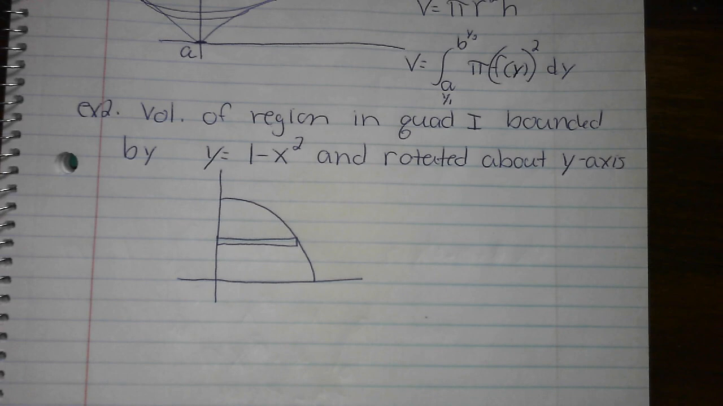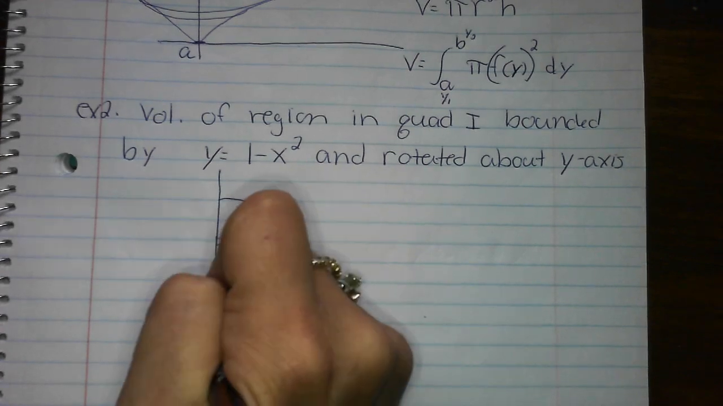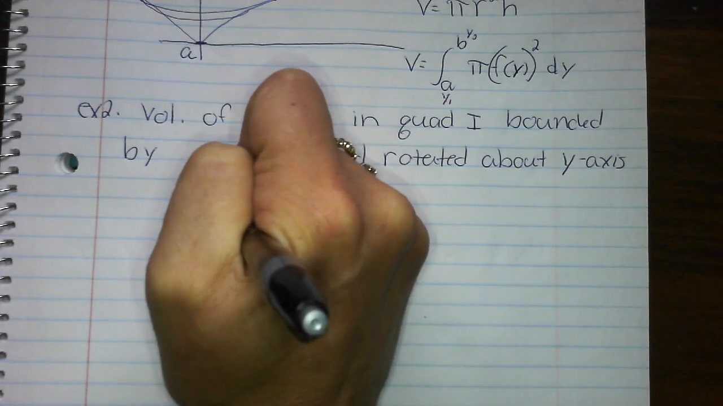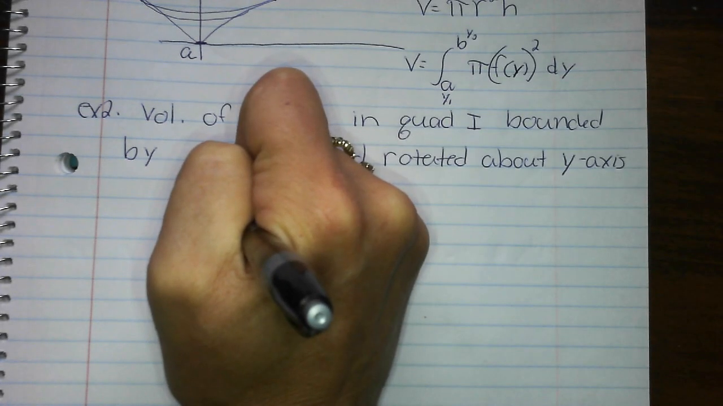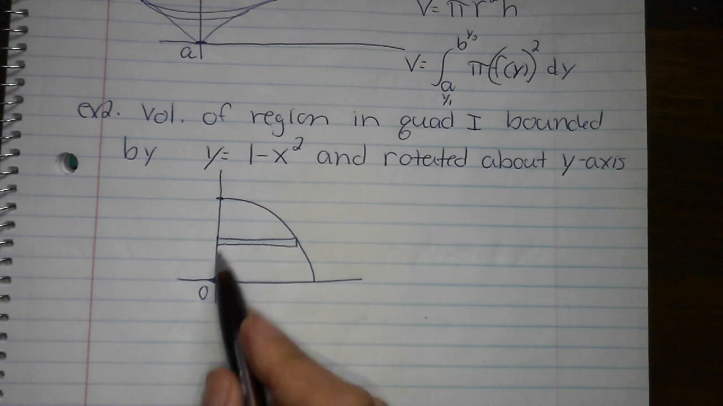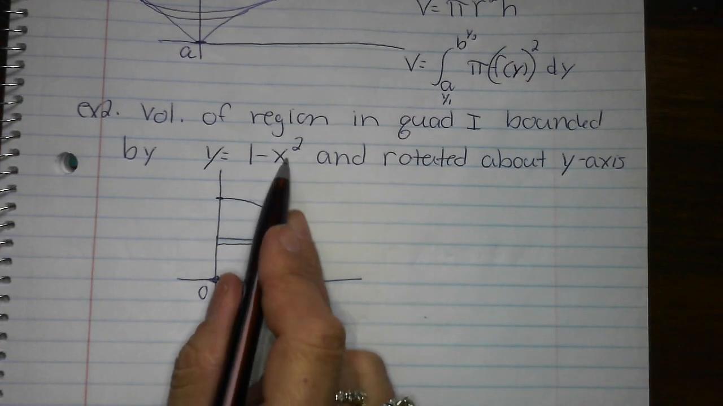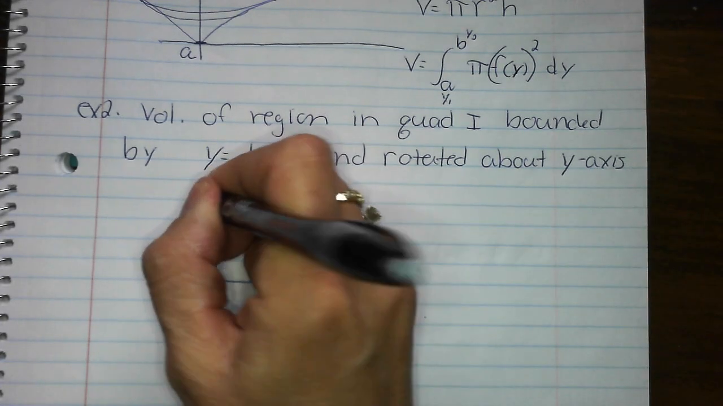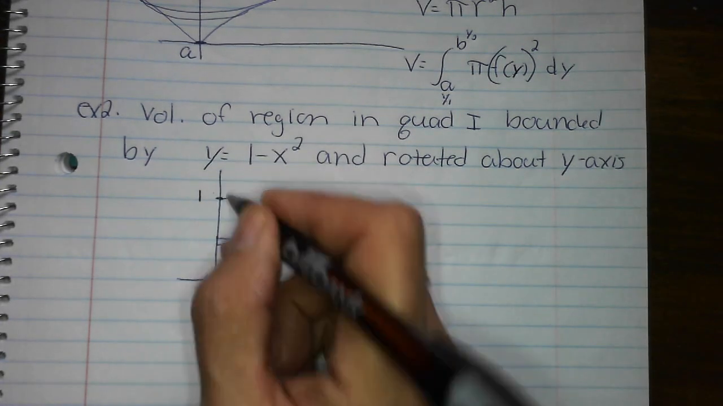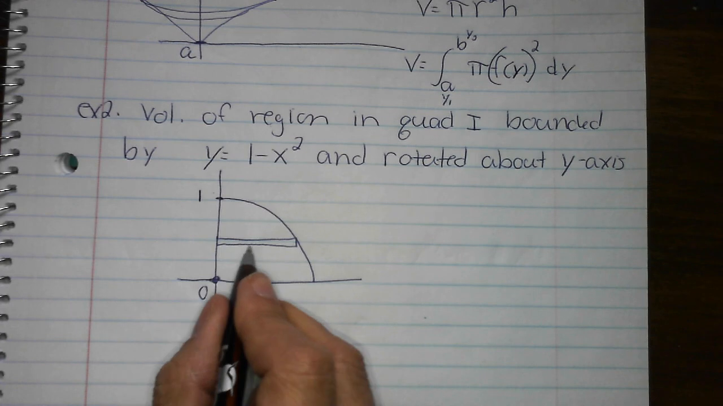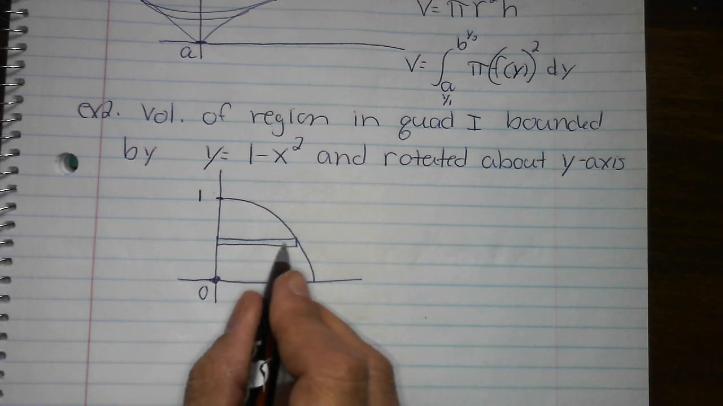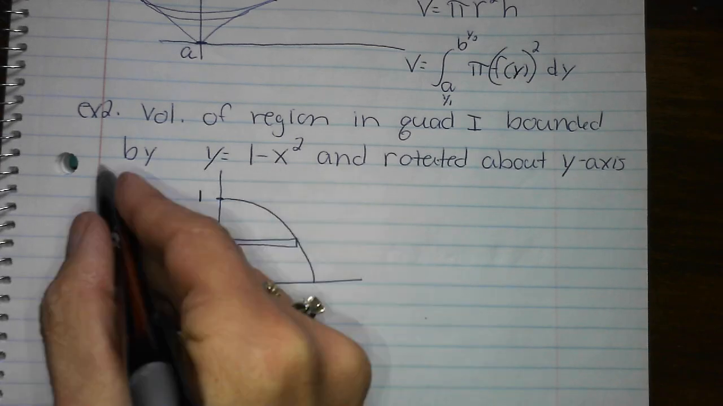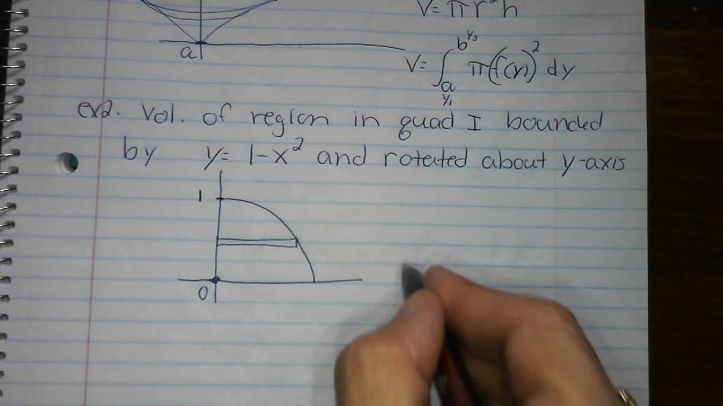So we need y boundaries. Well, the origin's not a problem at 0, 0, but then I need this top y value, not the x. And what I know about this point is that x is 0. And if I put 0 in, that's going to give me 1. So I know my region is going from 0 to 1. My radius has to be in terms of y. I've got to get it to x equals so that I have y's in my function.